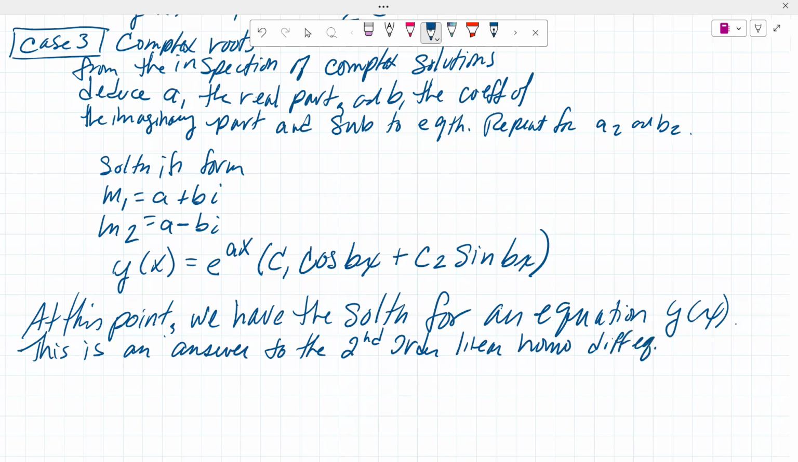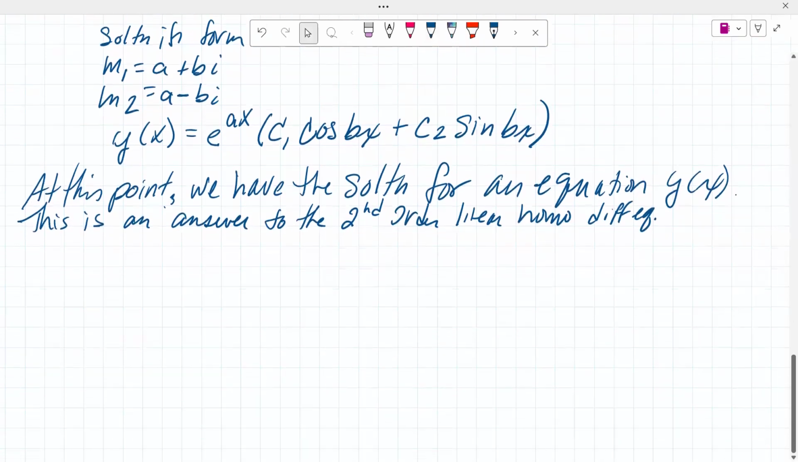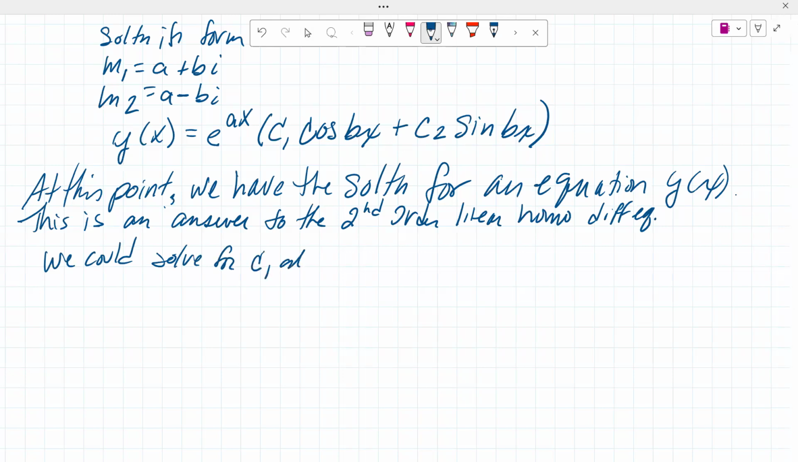Well, depends. Some of the other things we can do is we could solve for C1 and C2 if boundary conditions are given. You've probably done this sort of thing in kinematics in your intro physics class in high school or even in college. And so this is how you would do that.